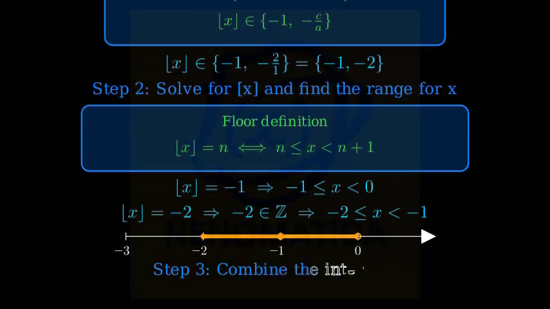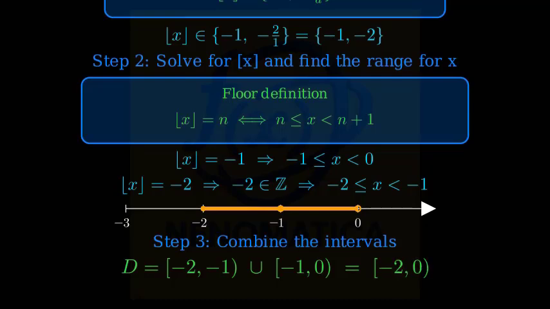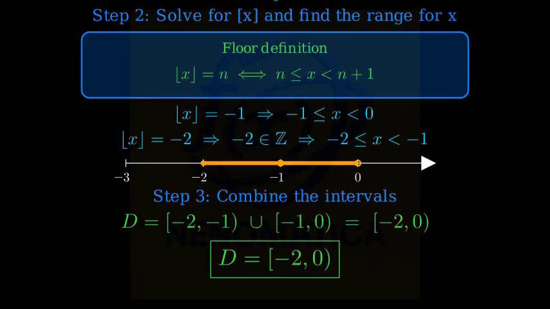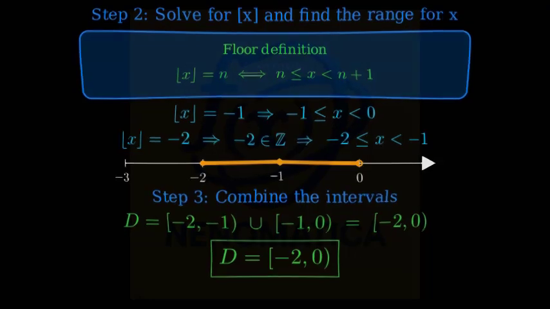Step 3. Combine the intervals for the final solution. The union of -2 to -1 and -1 to 0 is -2 to 0. Therefore, the solution set D equals the interval left bracket -2, 0, right parenthesis.